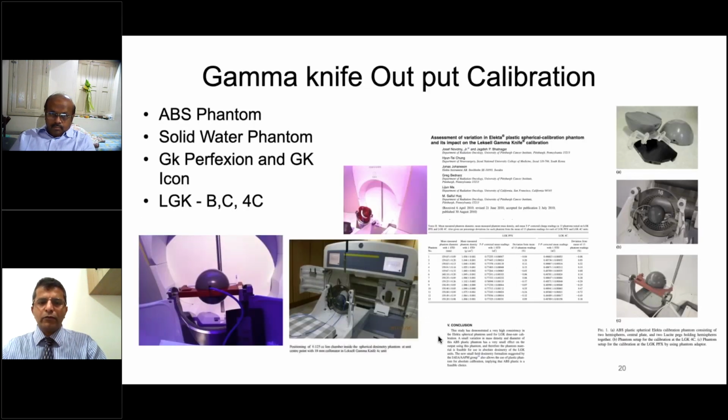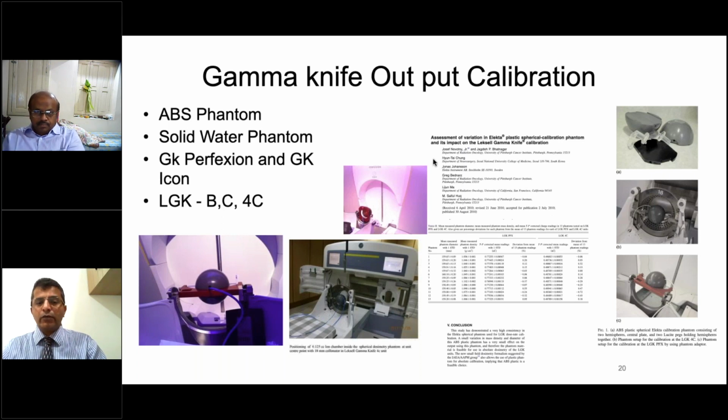In the gamma knife output calibration, we can do it using either an ABS phantom or a solid water phantom. But when we use a solid water phantom, we cannot ignore that there is a geometrical issue we are facing. However, we also need to understand that the positioning of the ion chamber inside the gamma knife systems contributes some variations. I won't say uncertainties, but it is adding uncertainties to the chain of procedure, which is not there with the solid water phantom.